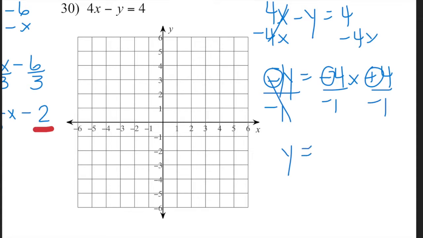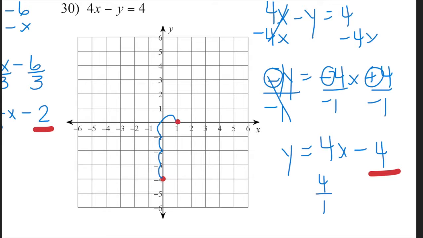Negative 4 divided by negative 1 becomes positive 4, and positive 4 divided by negative 1 becomes negative 4. So it has the same effect. Dividing by negative 1 just has the same effect of changing all the signs. Our y-intercept is negative 4. Our slope is 4, which is 4 over 1. So up 4 over 1.